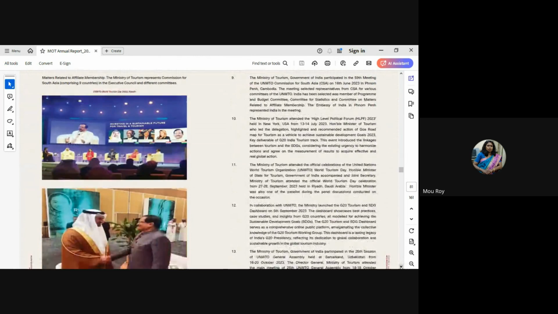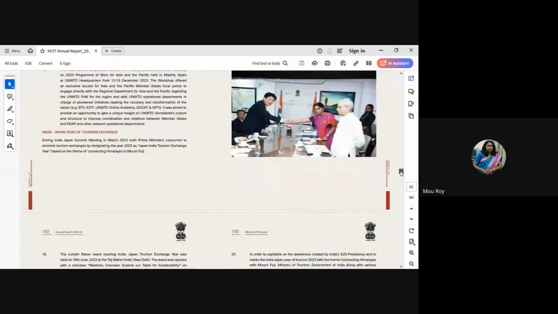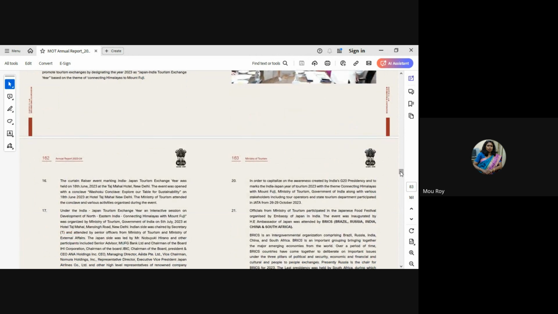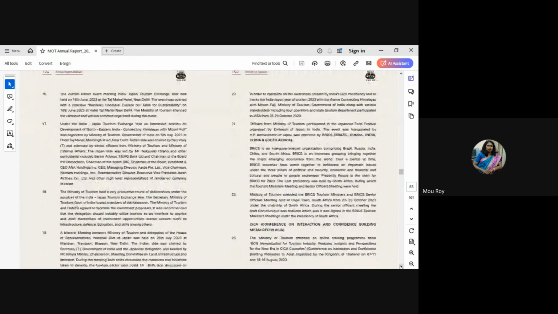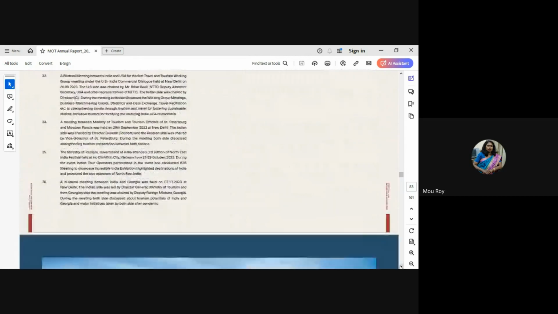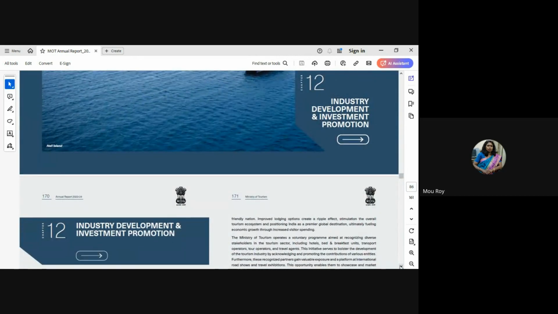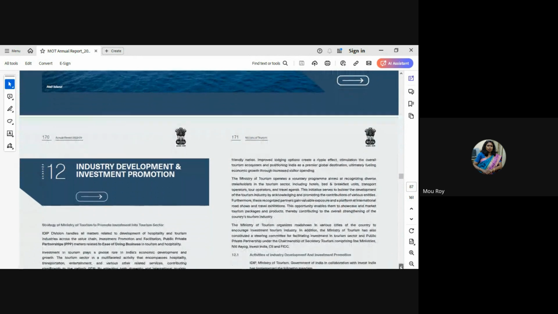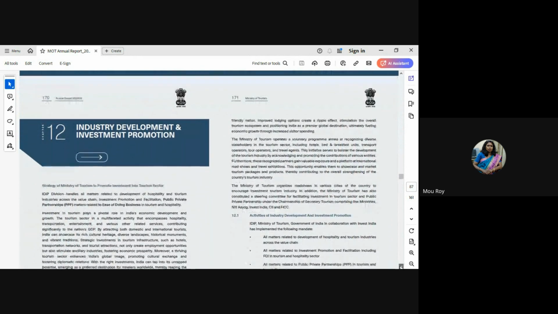And last year we had the G20 summit also, where tourism had a remarkable impact. I wanted to show you the statistics. Then there is investment promotion. There are a lot of foreign investments in our country.